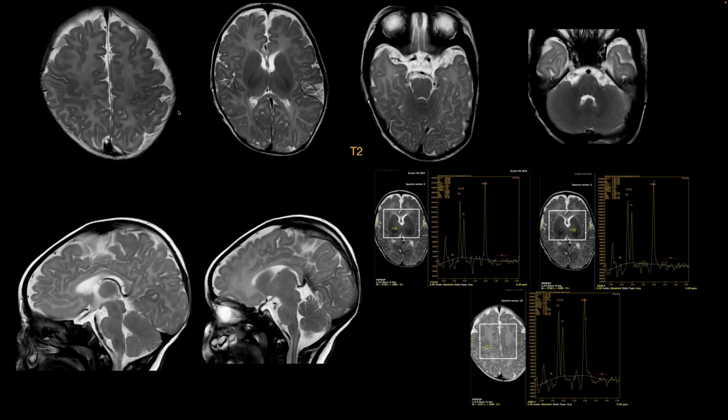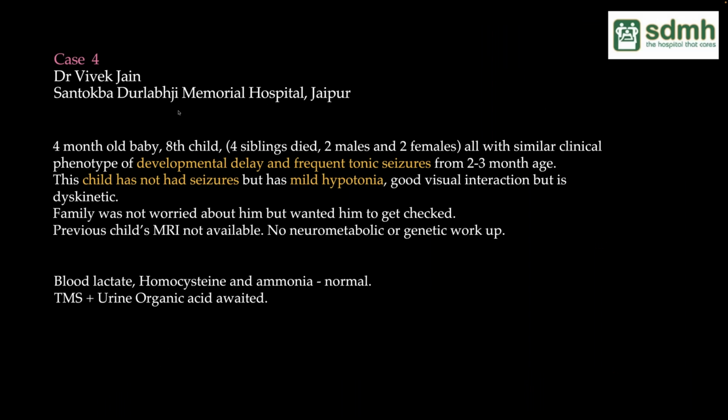Is the child microcephalic, Dr. A? Or is it too early to define? Normal head size though for age. He looks like a normal child. Okay. Just my bias of hypotonia and mild dyskinesia.